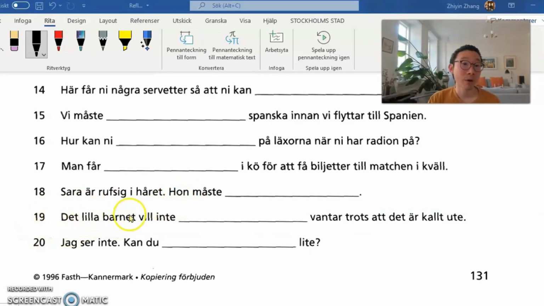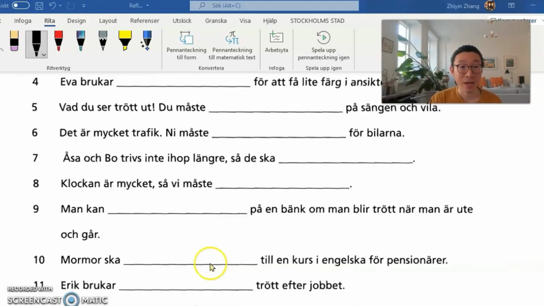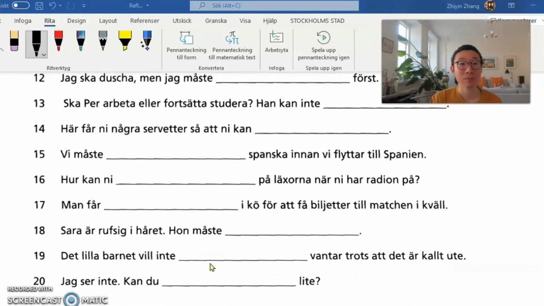Nummer 19. Det lilla barnet vill inte ta på sig vantar trots att det är kallt ute. Ta på sig. Take on or wear. Vantar betyder gloves.